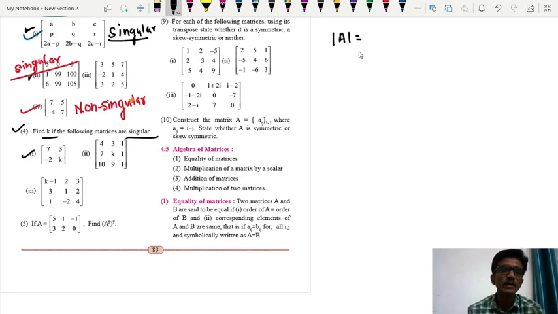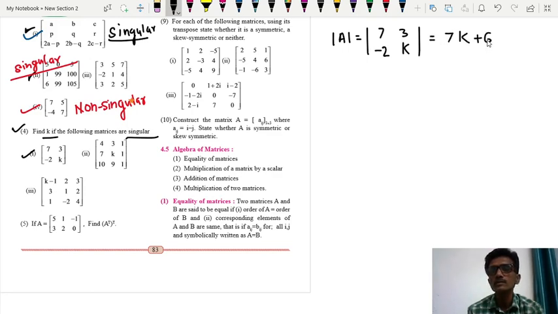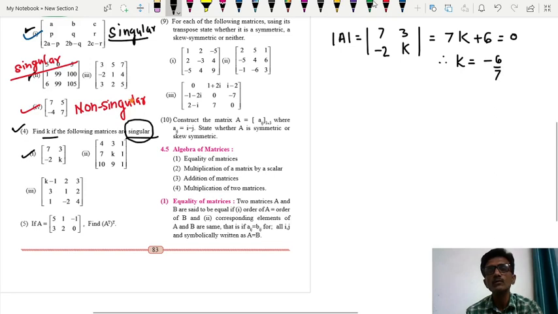We'll expand this determinant, that is 7, 3, minus 2k. So we expand this: 7k minus of minus, it will be 6, and this will be equal to 0, because it is a singular matrix. This matrix is a singular matrix. Therefore k must be equal to minus 6 upon 7. K must be equal to what? Minus 6 upon 7.